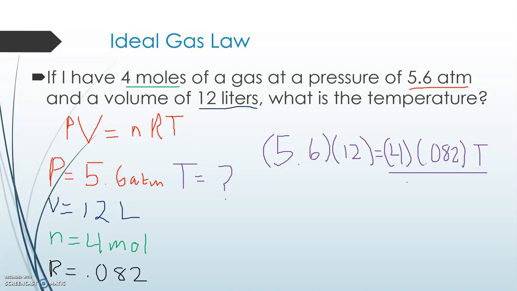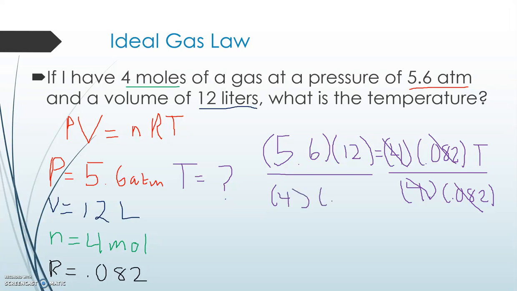We then divide by 4 and by 0.082. These cancel, but we need to do it to both sides. And we end up getting 205 Kelvin is our T value.